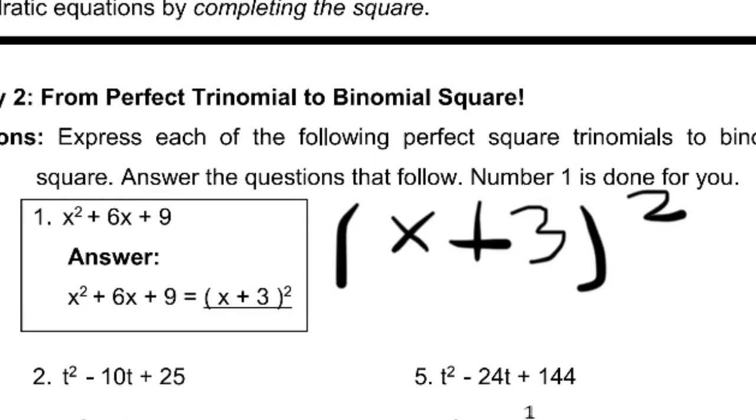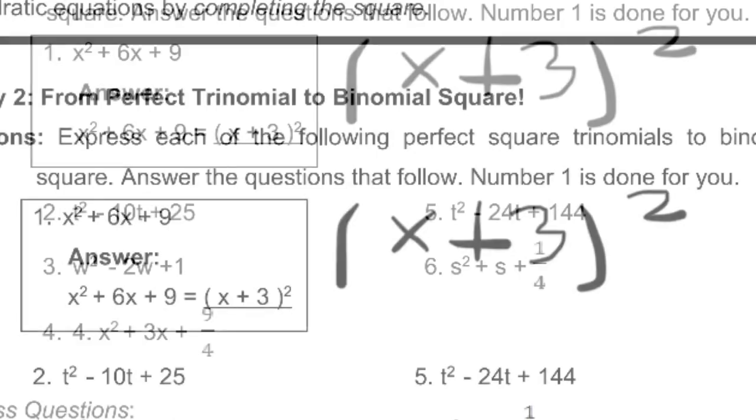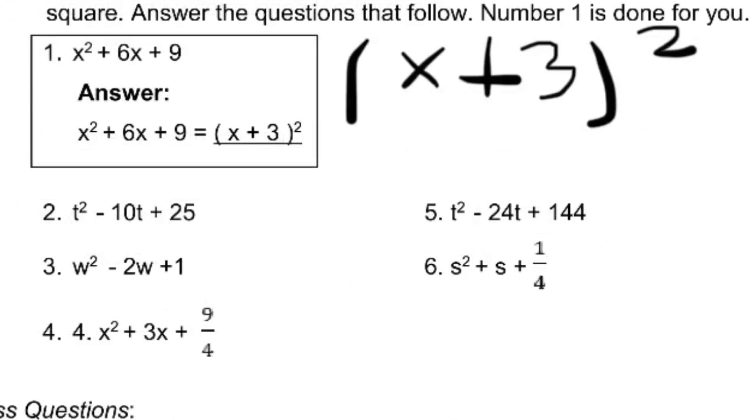Just like in number 2, number 3, and number 5. How about number 4 here? So x squared plus 3x plus 9 over 4.